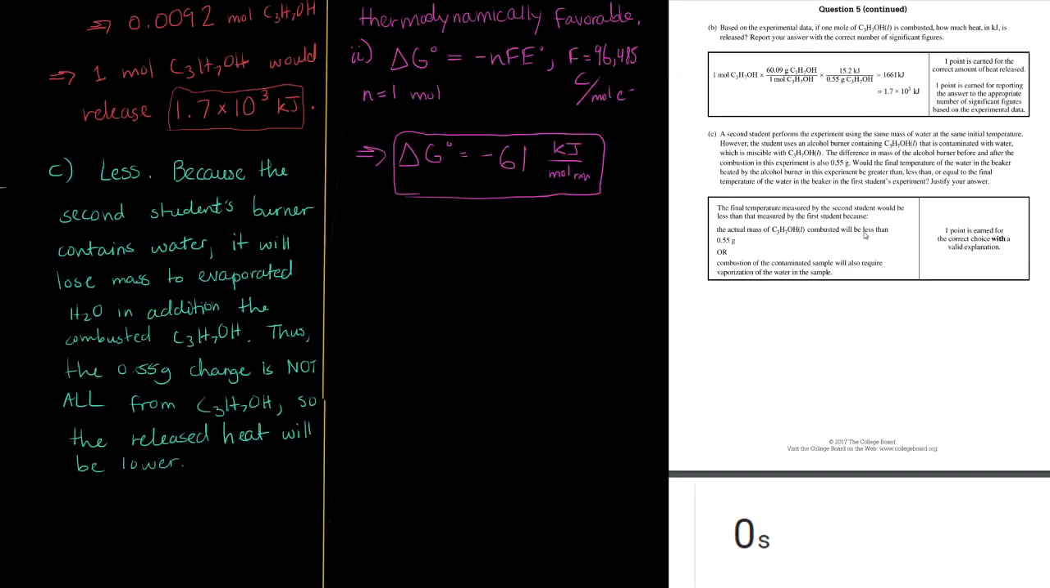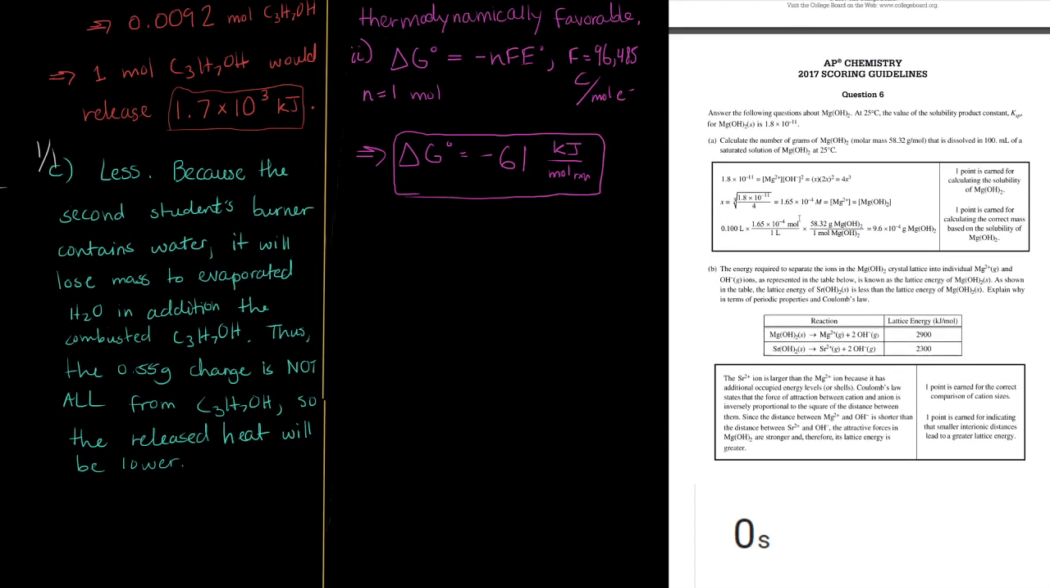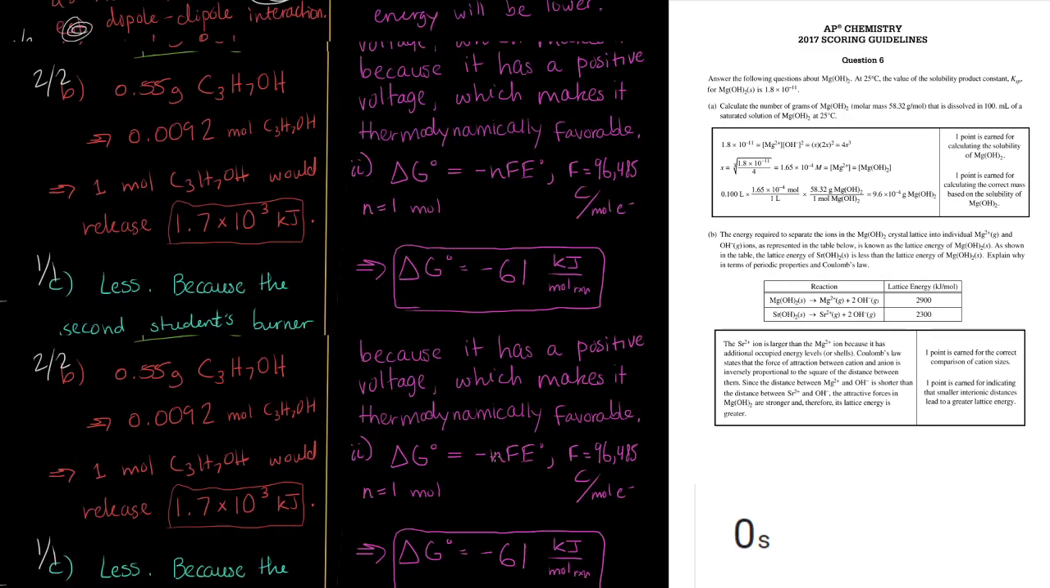Okay. The final temperature measured by the second student will be less because the actual mass combusted will be less than 0.55 grams, or combustion of the contaminated sample will also require vaporization of the water in the sample. Because the student's burner contains water, it will lose mass to the evaporated H2O in addition to the combusted material. Oh, okay, I think I earned that point. This is a better explanation. The actual mass combusted will be less than 0.55 grams. Cool.